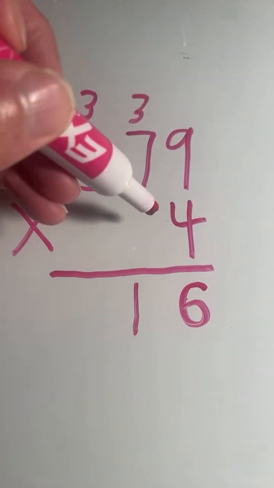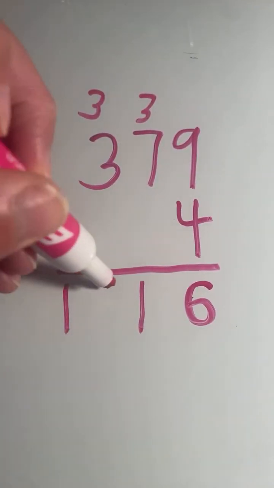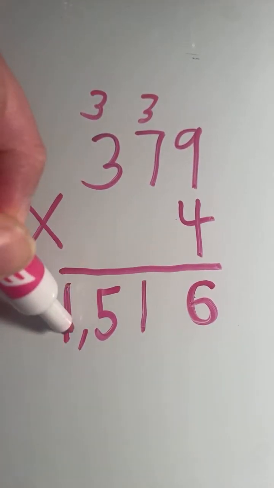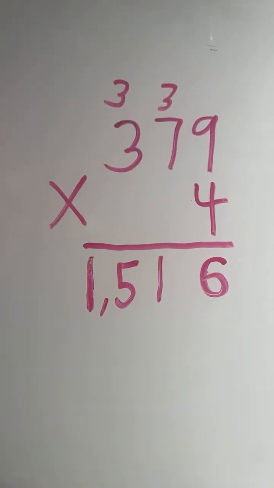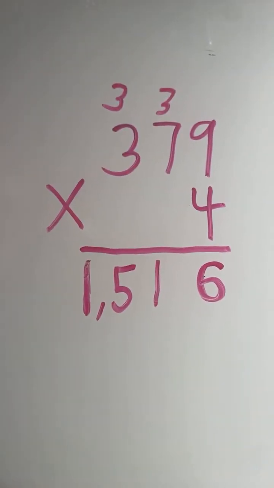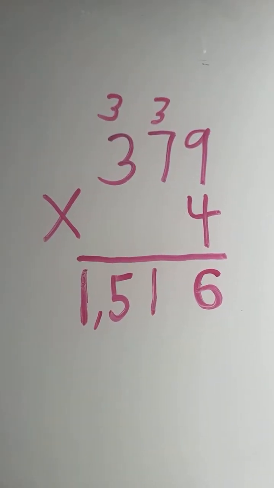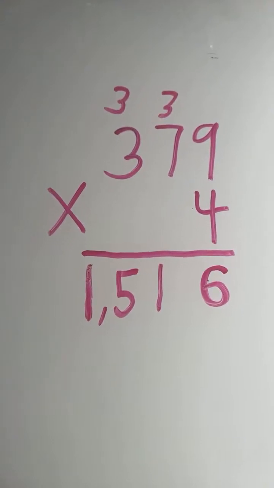3 times 4 equals 12, plus 3 equals 15. And we have our final answer. 379 times 4 equals 1,516. All right, moving on to the next example problem.